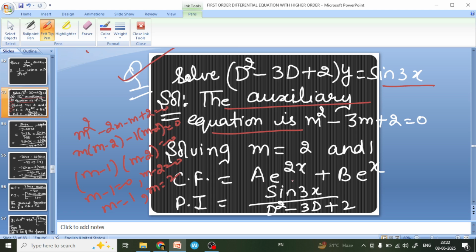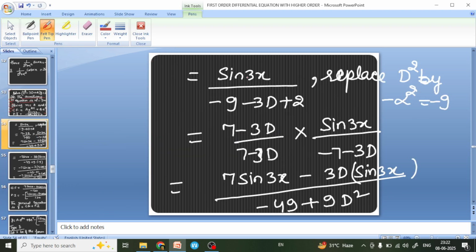Here we put PI as e raised to power 2x plus b e raised to power x, and PI should be equal to sin 3x over D squared minus 3D plus 2. Here D squared is replaced by minus alpha squared, that is minus 9, so we get sin 3x over minus 9 minus 3D plus 2, and after solving, that is minus 7 minus 3D, and we use the rationalization method.